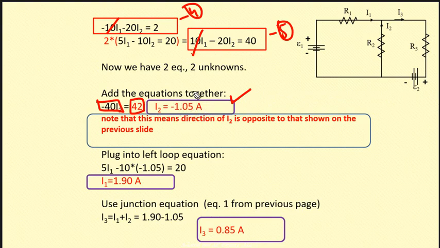So this minus is simply telling us current is flowing downwards, not upwards. So this is what the minus sign is telling you.